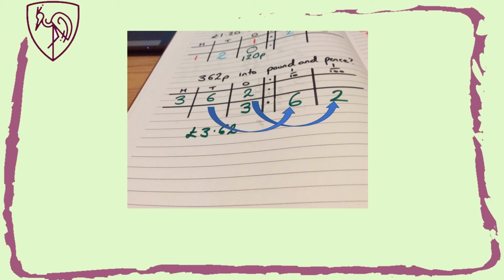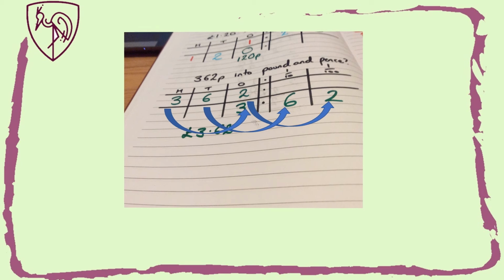And finally the 3 in the hundreds column moves 2 spaces, down into the tens and ends up in the ones for our answer, moving those 2 spaces just like everything else that we divided by 100. And that gives us our total of £3.62 for that pounds and pence answer. Remember, we're dividing by 100 to go from pence to pounds and pence.